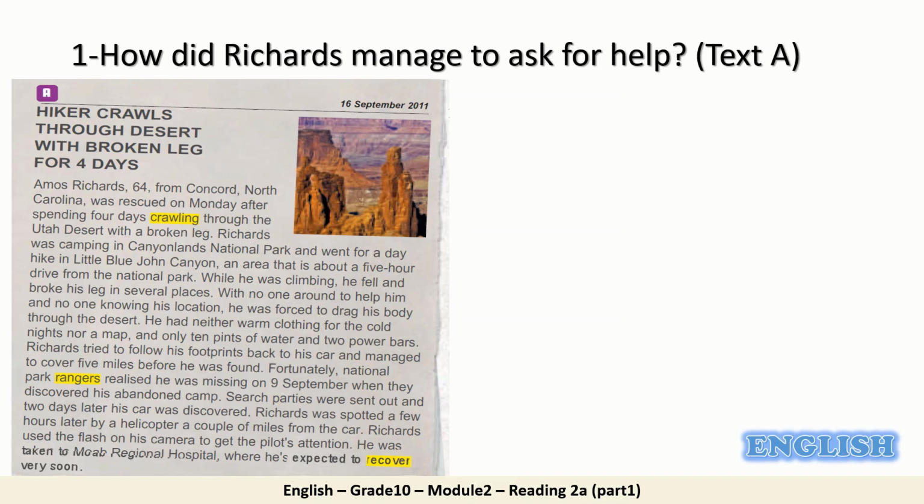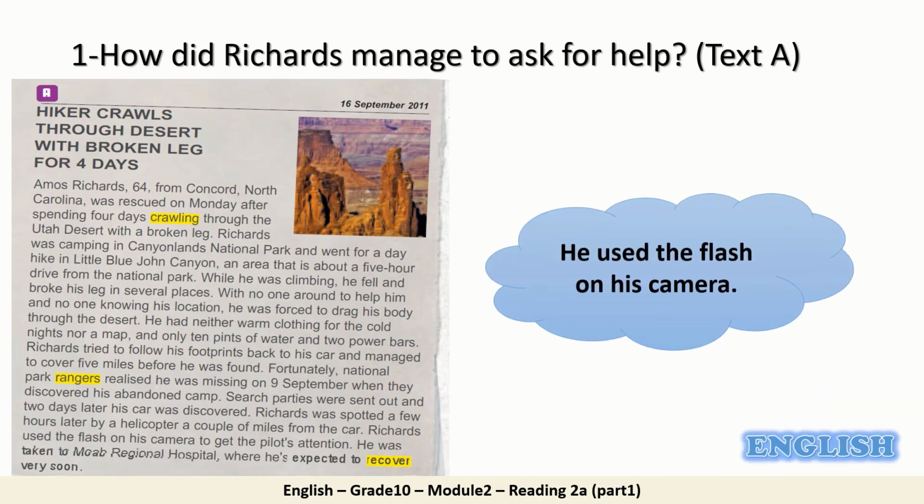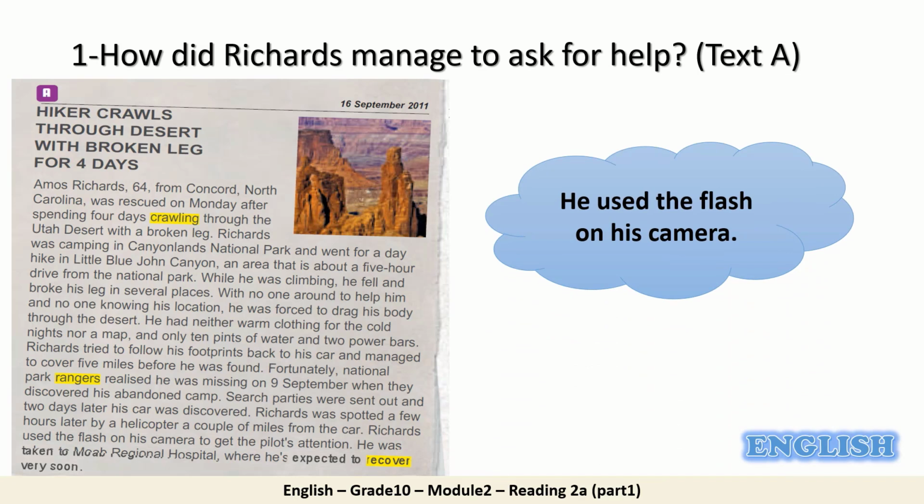Let's answer these comprehension questions. Number 1, how did Richards manage to ask for help in text A? Pause the video and answer the question. Remember to find evidence in the text. Let's check your answers. Exactly, he used the flash on his camera. The evidence is Richards used the flash on his camera to get the pilot's attention.